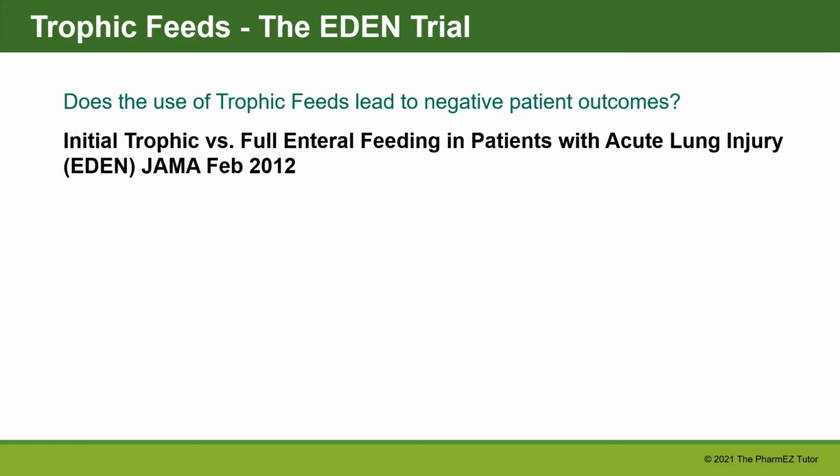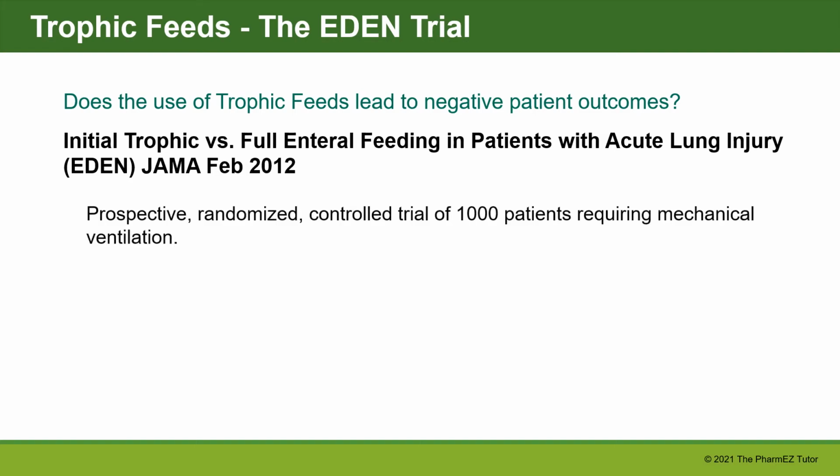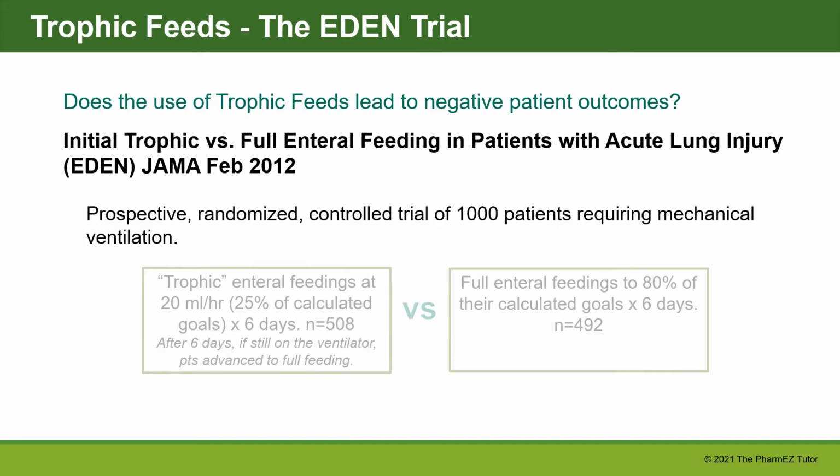This study compared the initial trophic feedings versus full enteral feedings in patients with acute lung injury. This was a prospective randomized controlled trial of 1,000 patients requiring mechanical ventilation. The 1,000 patients were divided into two groups.